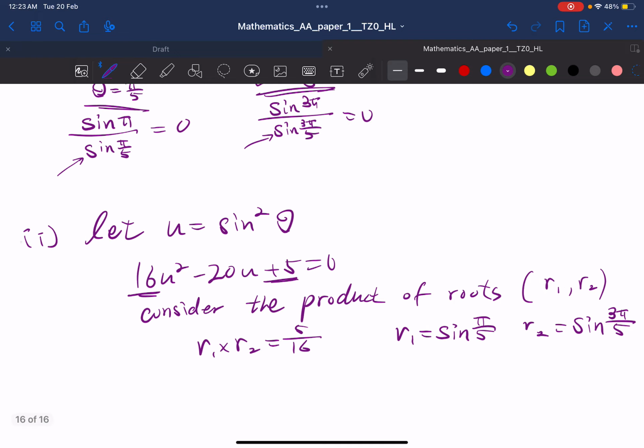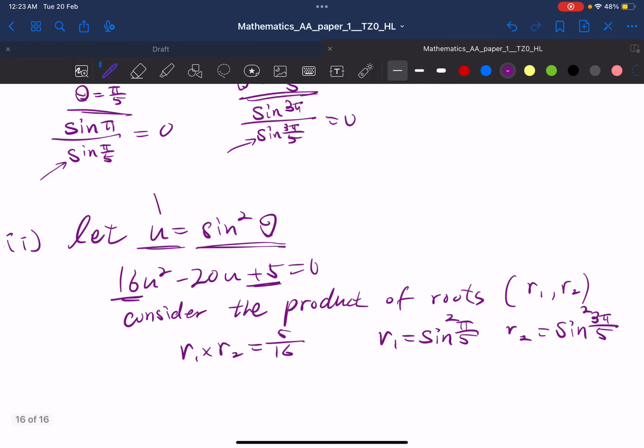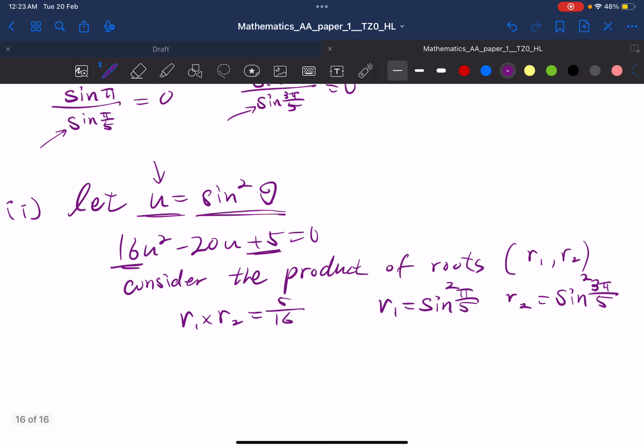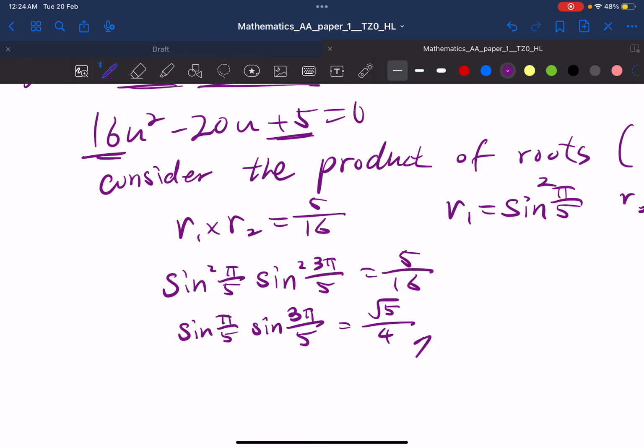Sorry, my bad. So we let u be sine squared here, so therefore this should be squared as well, because we need to follow the format of the original assumption of the let part. So we have this. So it equals 5 over 16, and then we just square root both sides. So we've got root 5 over 4. I think that's okay already.